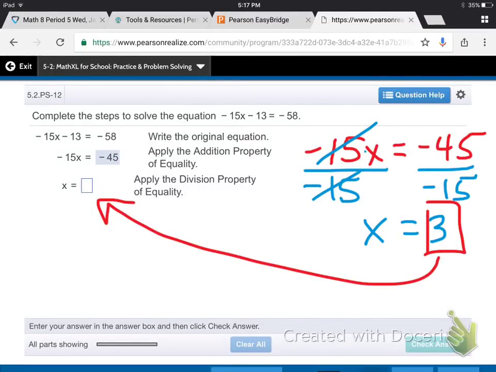Sorry about that, boys and girls, if there was a little mix-up right there. I got a notification on my screen, it messed me up. But hopefully you followed along, and x equals 3 is the answer.